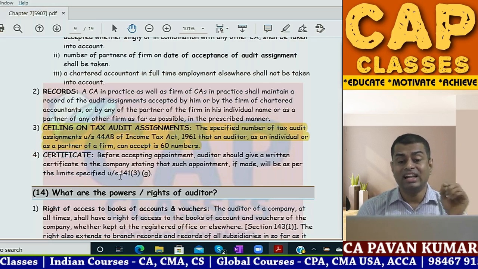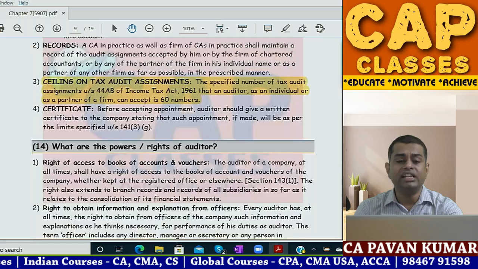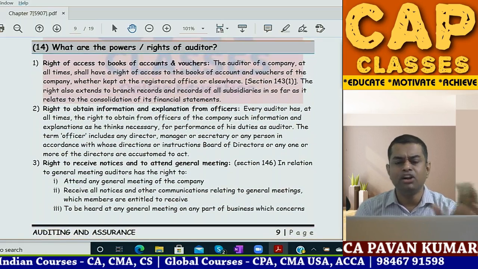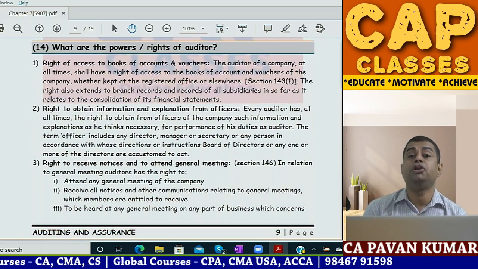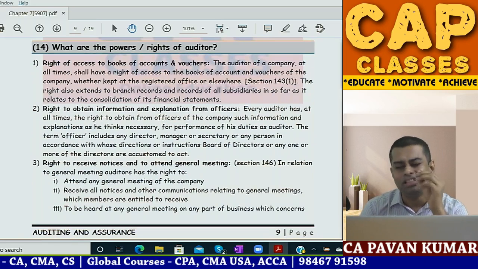You understand? And the next question is the powers and rights of the auditor. Again, a basic question. You need not spend much time on it. When you are reading company audit for the first time, you feel like, oh, that right, this right, but all these are normal rights.